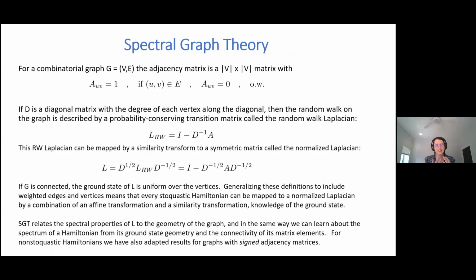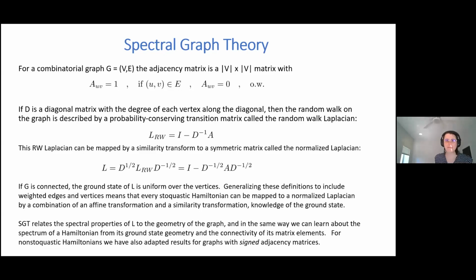So think about a combinatorial graph of vertices and edges. We can define a matrix associated with this graph, which is the adjacency matrix. You could consider the matrix as indexed by the vertices, and you put a 1 in each position where you have an edge and a 0 otherwise. That's the adjacency matrix. And then form this other matrix D as a diagonal matrix with the degree of each vertex along the diagonal.